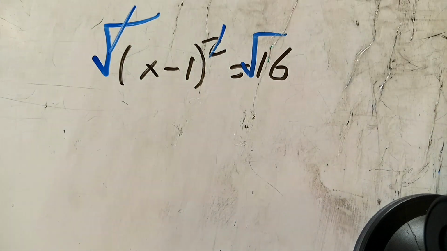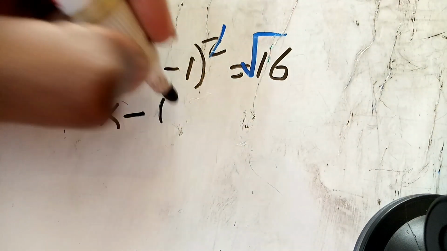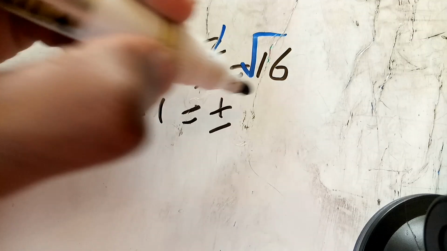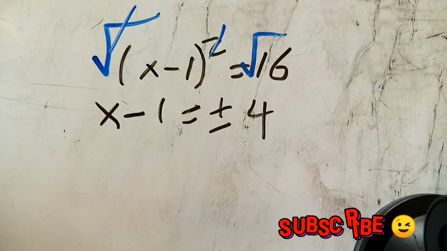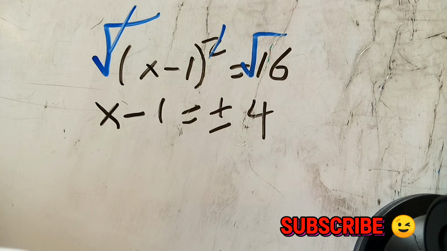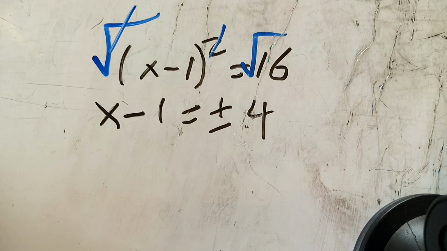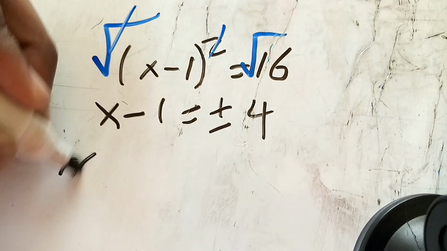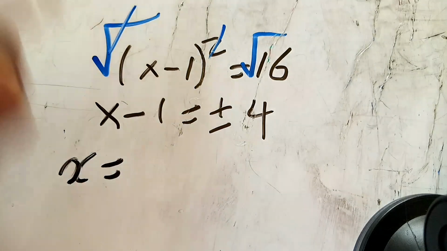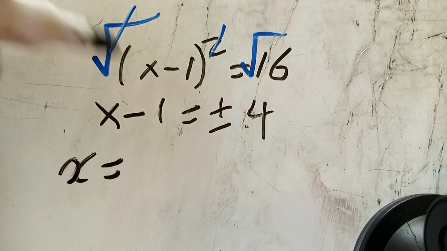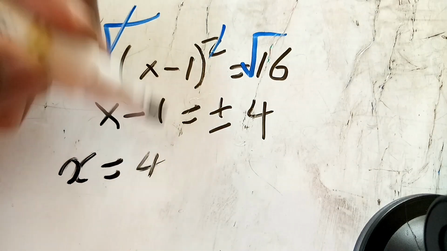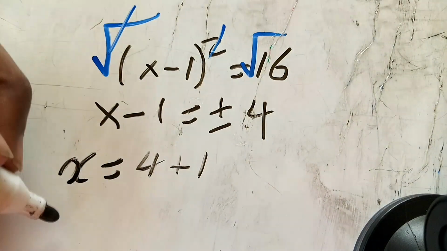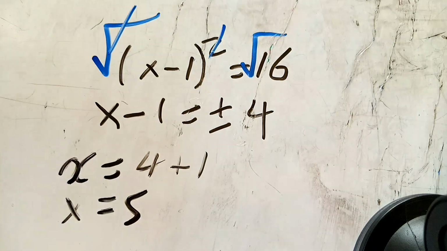x - 1 is equal to, the square root of 16 is positive or negative 4, because positive 4 times positive 4 is 16, and negative 4 times negative 4 is 16. So now we're going to say x is equal to, we're going to take this negative 1 to the other side. So we're going to use positive 4, and then we're going to say 4 plus 1. And then x will be equal to 5.